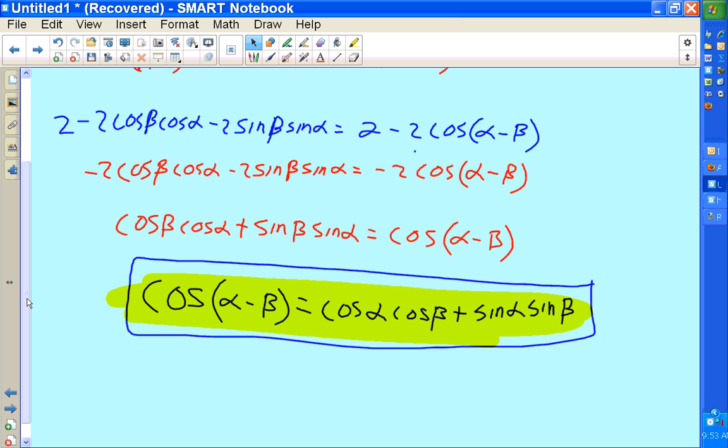On your identity sheet, it has sum and difference formulas right here. So this is the first difference formula, the cosine of a difference.